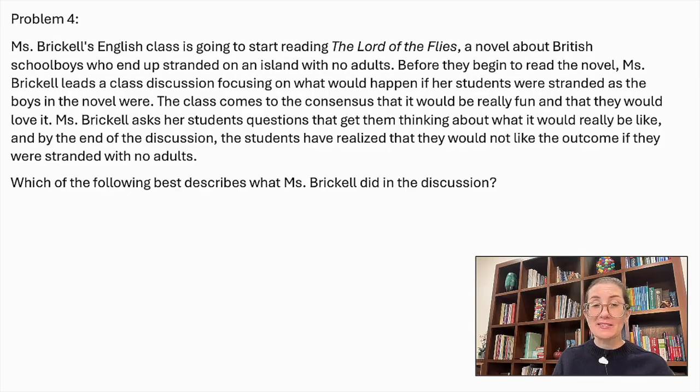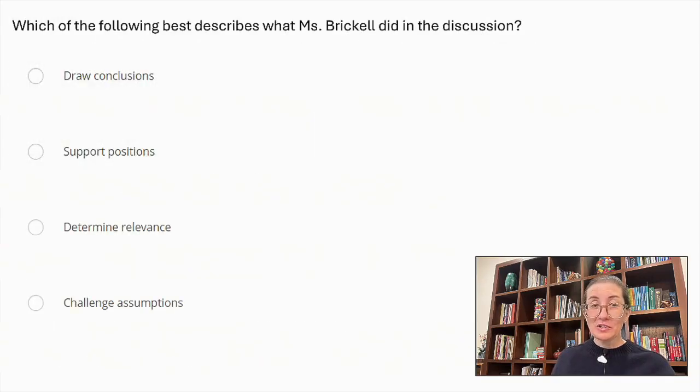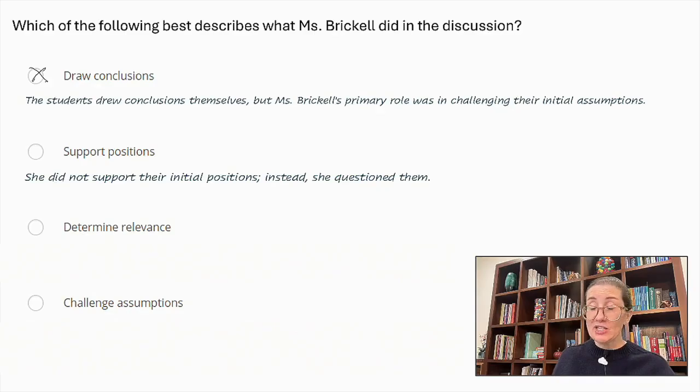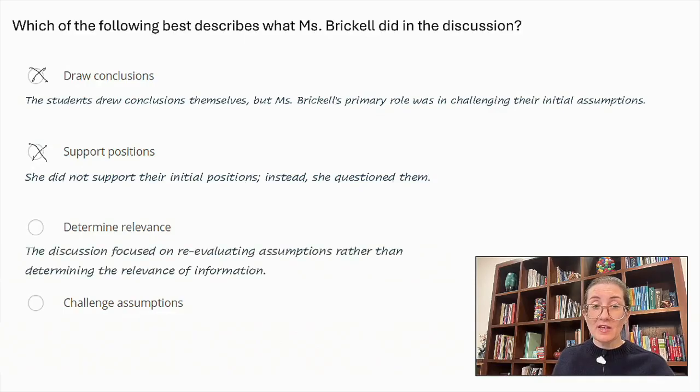Which of the following best describes what Ms. Brickell did in the discussion? Draw conclusions. The students drew conclusions themselves, but Ms. Brickell's primary role was in challenging their initial assumptions, so we can cross that out. Support positions. She did not support their initial positions. Instead, she questioned them, so we can eliminate that as well. Determine relevance. The discussion focused on reevaluating assumptions rather than determining the relevance of information, so this is not the correct answer either. Challenge assumptions.